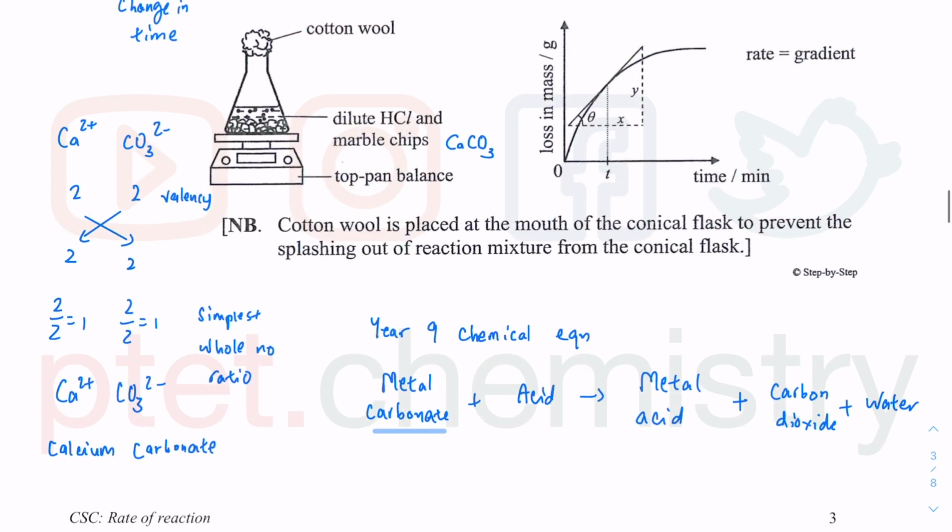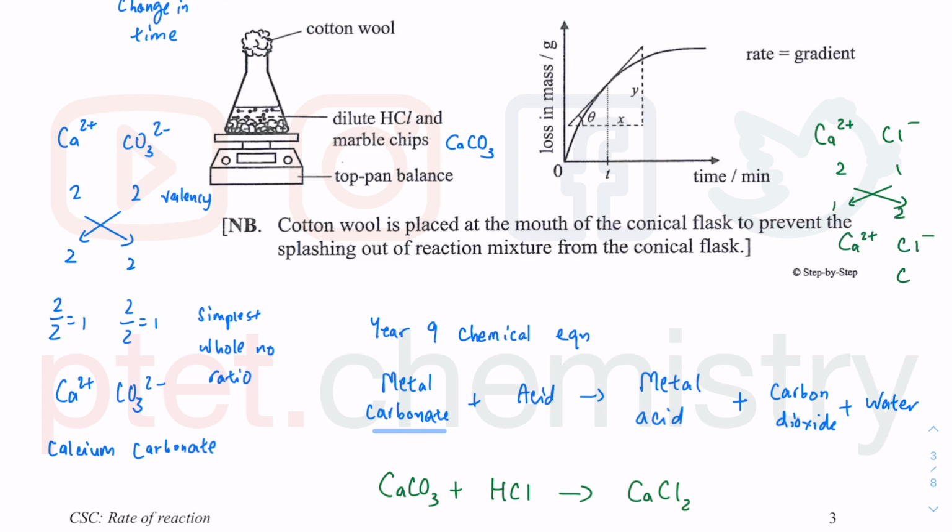In terms of chemical equation, we can also write calcium carbonate plus HCl, hydrochloric acid. So you're going to get calcium chloride, CaCl2: Ca2+, Cl-, 2 and 1 for the valency. We are doing the exact same thing as what we did in year 9. So 1 of Ca2+ combining with 2 of Cl-, you're going to get CaCl2. Carbon dioxide, your year 9 covalent bonding topic, CO2. And water.